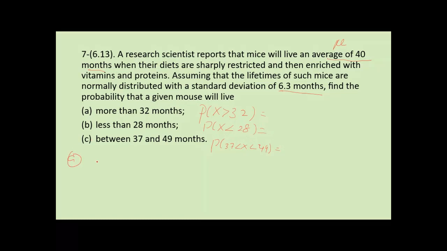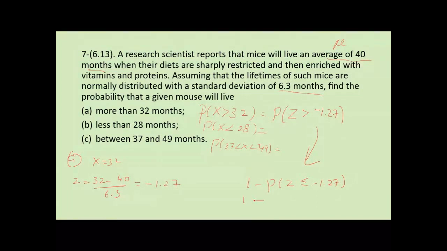Case A. X equal to 32 gives z equal to 32 minus 40 divided by 6.3, which is negative 1.27. So case 1: probability of x greater than 32 is equal to probability of z greater than negative 1.27, which can be written as 1 minus probability of z less than or equal to negative 1.27. So you find this one from the table, negative 1.27.